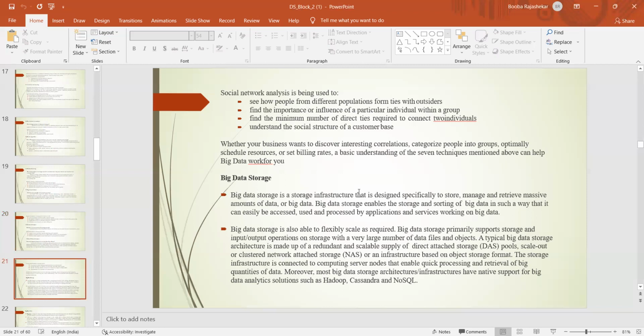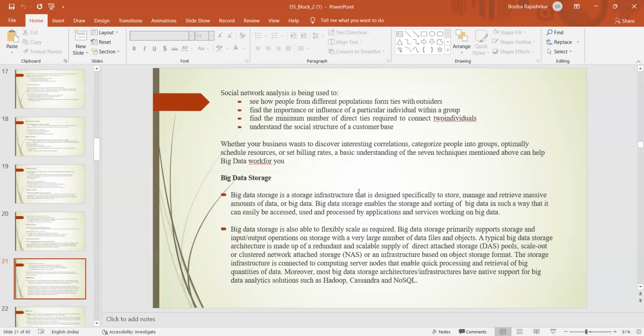Next method: social network analysis is used to see how people from different populations form ties with outsiders, find the importance or influence of a particular individual within the group, find the minimum number of direct ties required to connect the individuals, and understand the social structure of the customer base. So these are the main things for that in big data work.